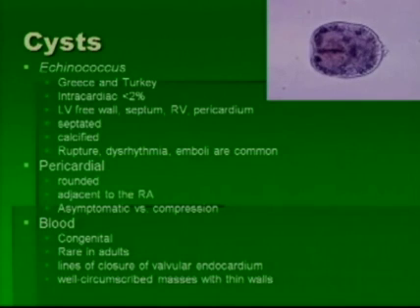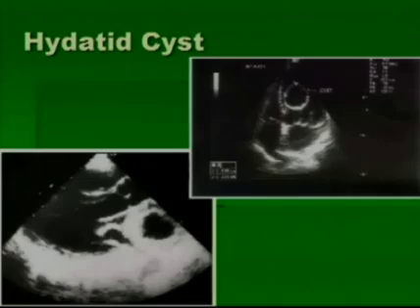Pericardial cysts are somewhat considered normal structures. They can be rounded, adjacent to the right atrium is the most common location, and they can be asymptomatic, but their potential for causing problems is in the fact that they can compress heart structures. Blood cysts tend to be congenital. They're actually rare in adults. They appear on lines of closure of valve endocardium, and they can be well circumscribed masses with very thin walls.